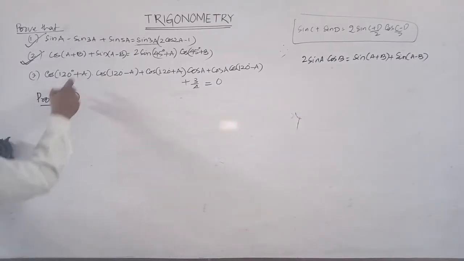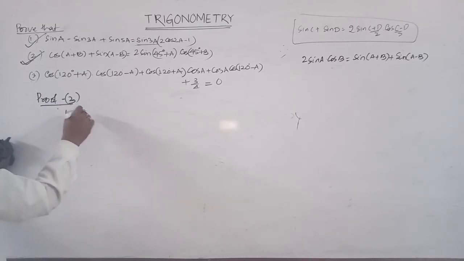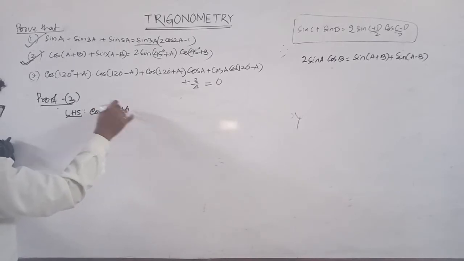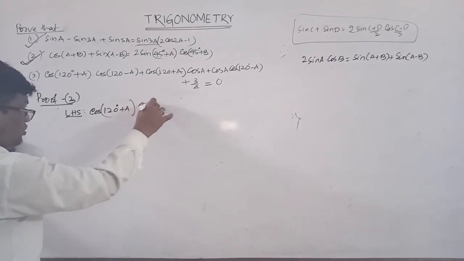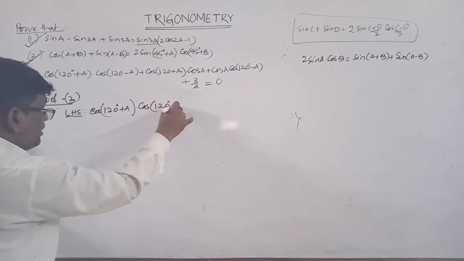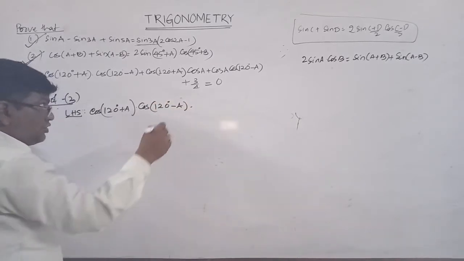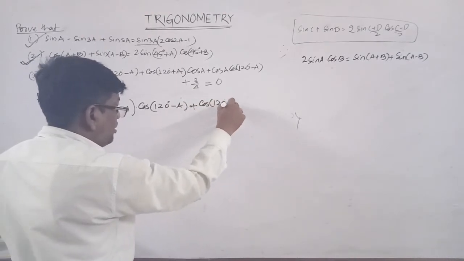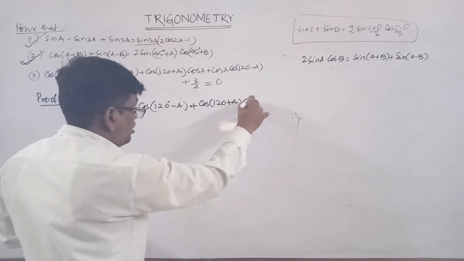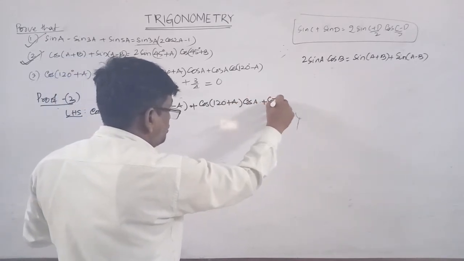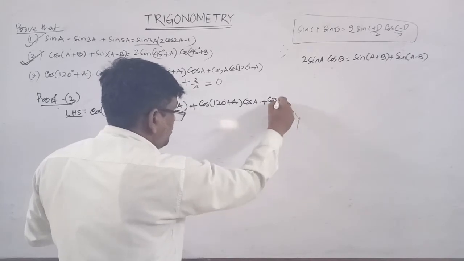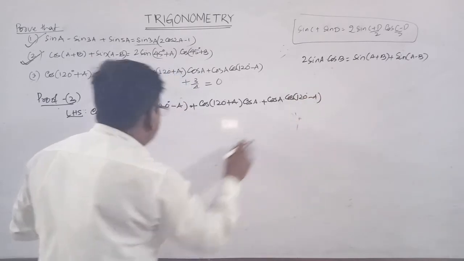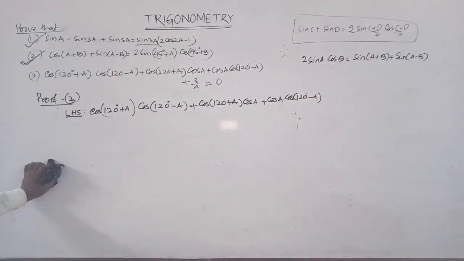Proof of 3. So left hand side is what? cos 120° plus A into cos 120° minus A, plus cos 120° plus A into cos A, plus cos A into cos 120° minus A. This is the left hand side. Okay, now what happens here?